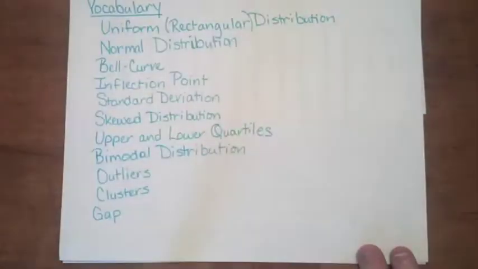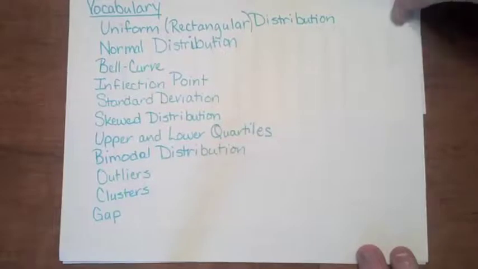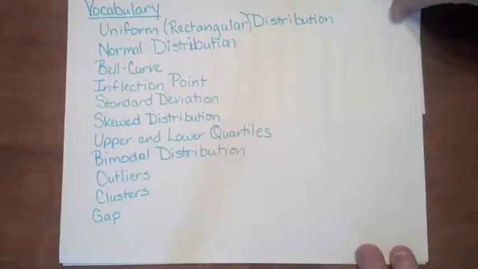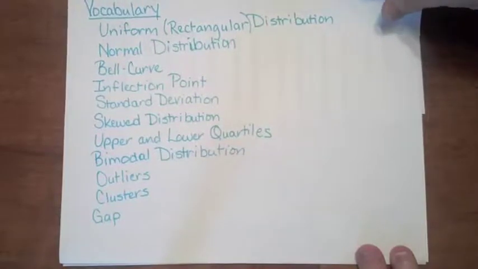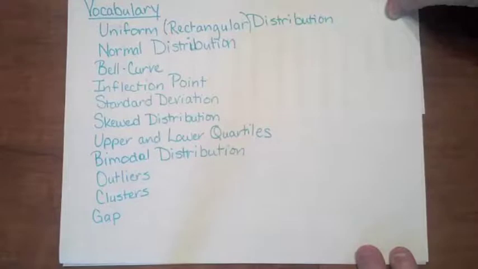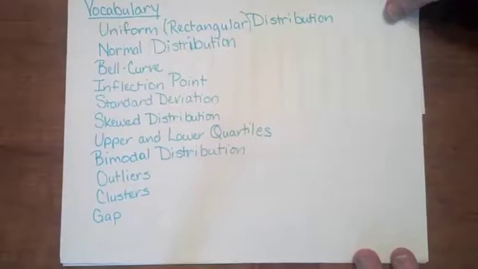All right. We will also have quite a bit of vocabulary since this is the first session in the chapter. So here it is. Uniform rectangular distribution, normal distribution, bell curve, inflection point, standard deviation, skewed distribution, upper and lower quartiles, bimodal distribution, outliers, clusters, and gap. And I don't mean the store.